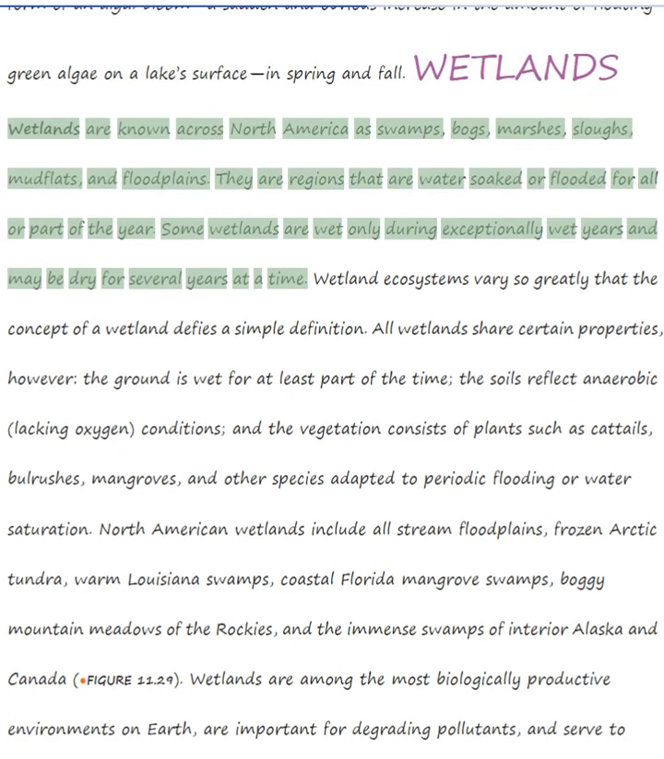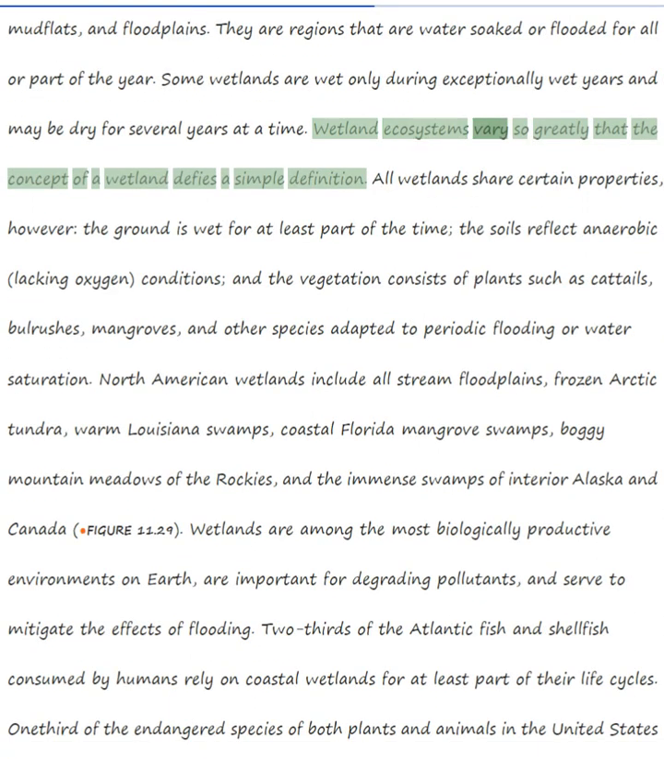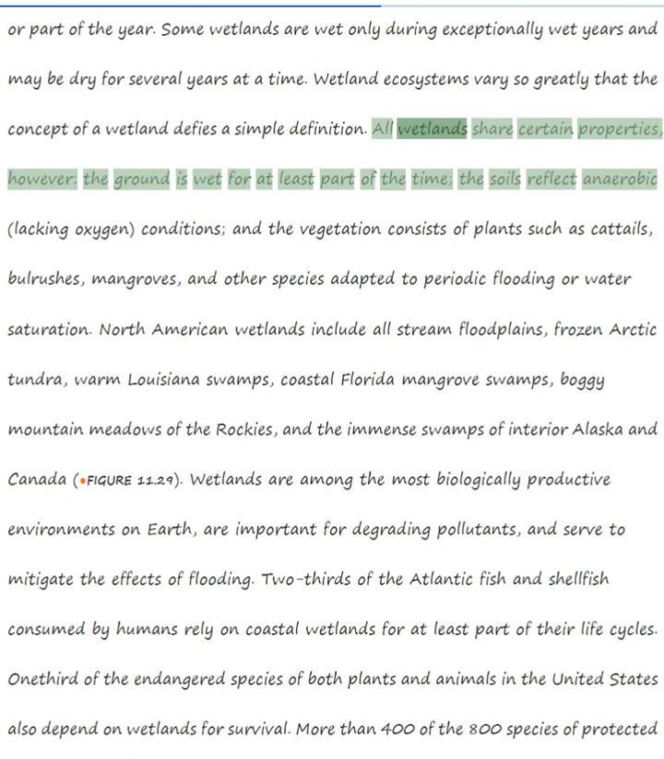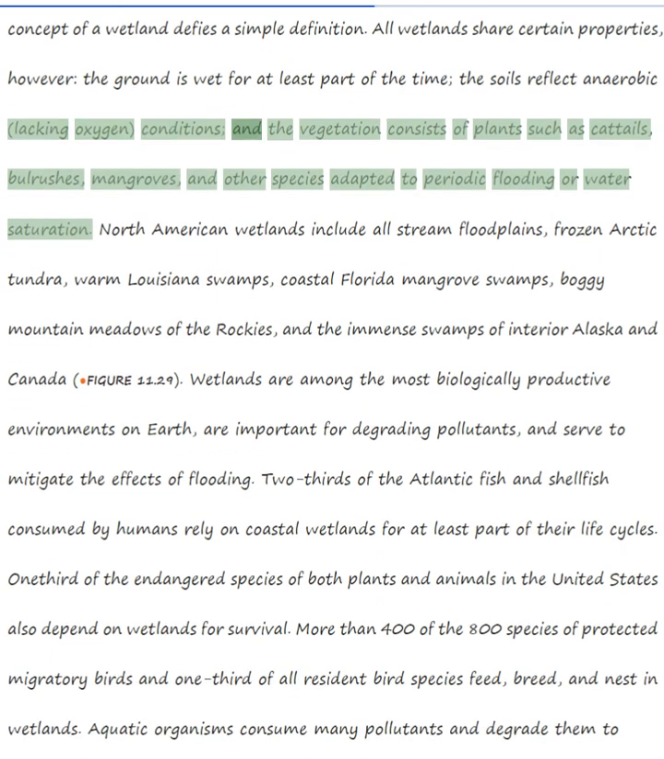Wetlands. Wetlands are known across North America as swamps, bogs, marshes, sloughs, mudflats, and floodplains. They are regions that are water-soaked or flooded for all or part of the year. Some wetlands are wet only during exceptionally wet years and may be dry for several years at a time. Wetland ecosystems vary so greatly that the concept of a wetland defies a simple definition. All wetlands share certain properties, however: the ground is wet for at least part of the time, the soils reflect anaerobic conditions, and the vegetation consists of plants such as cattails, bulrushes, mangroves, and other species adapted to periodic flooding or water saturation.